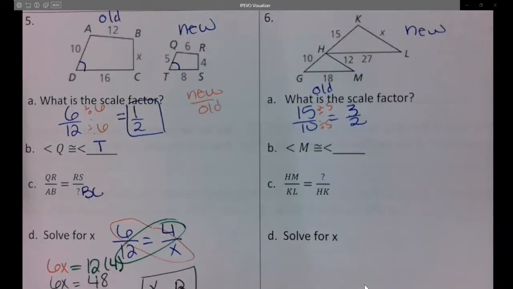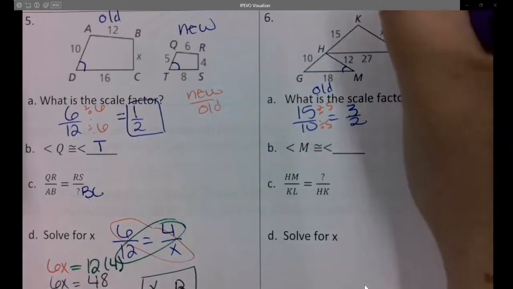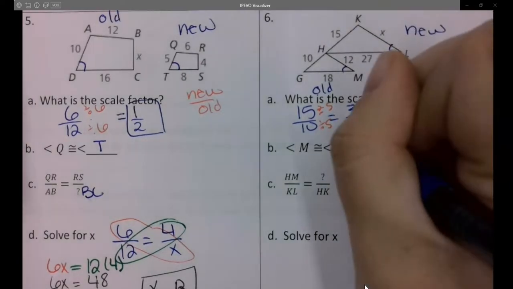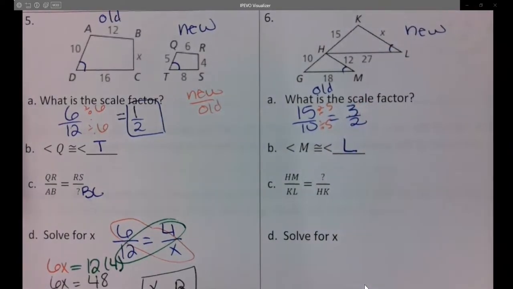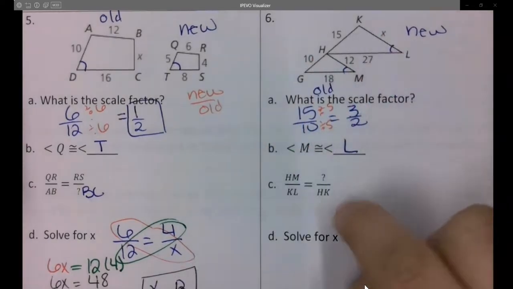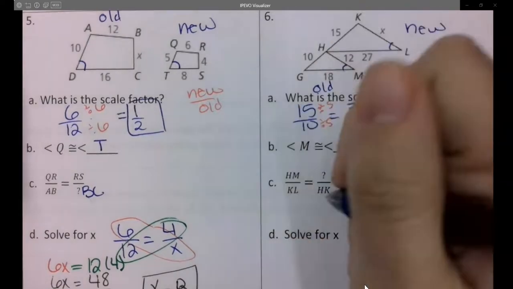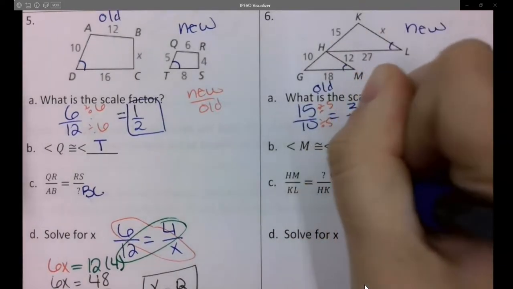Then B is asking me what angle M is congruent to. It is right here, and it matches up to this angle over here, which is L. C says HM goes to KL, and then something is going to HK. So that is going to be GH.